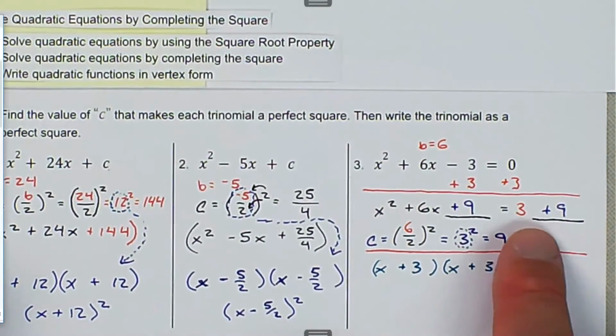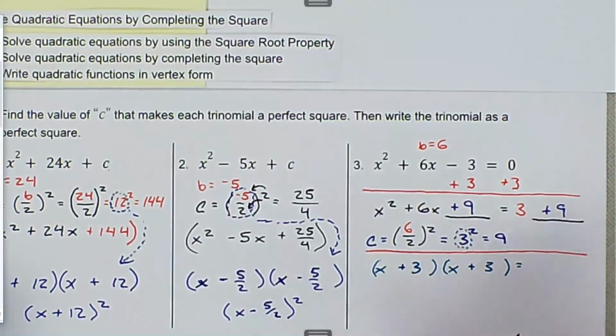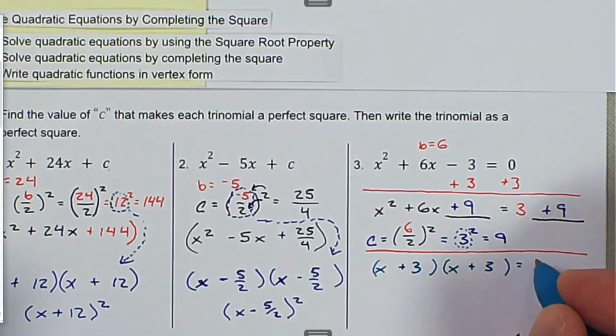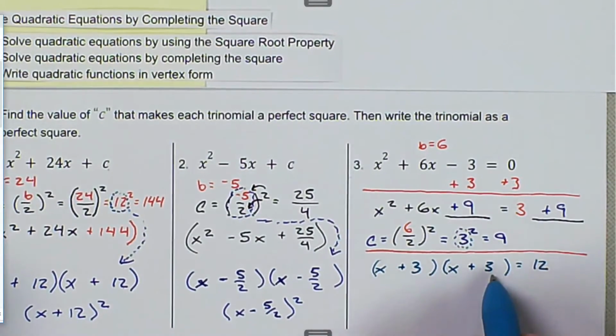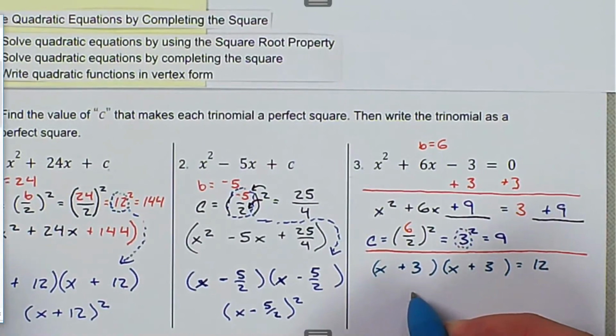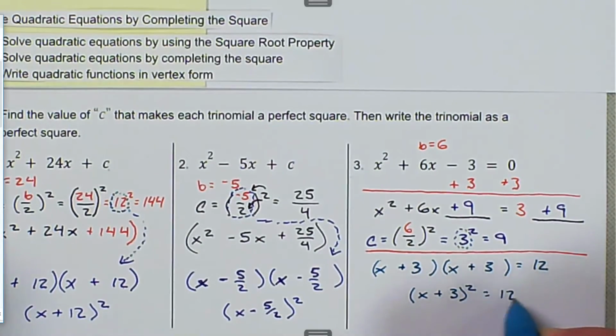Now, on the right-hand side, we have 3 plus 9. That's equal to 12. Now we have x plus 3 times x plus 3. Anytime we have two of the same thing multiplied together, we can write that as something squared. So the binomial x plus 3 squared is equal to 12. And now we can solve this equation here.